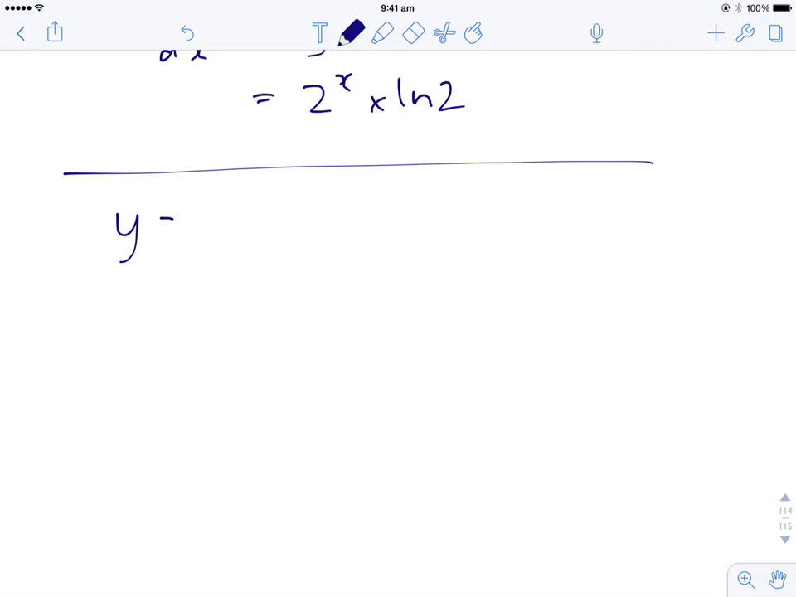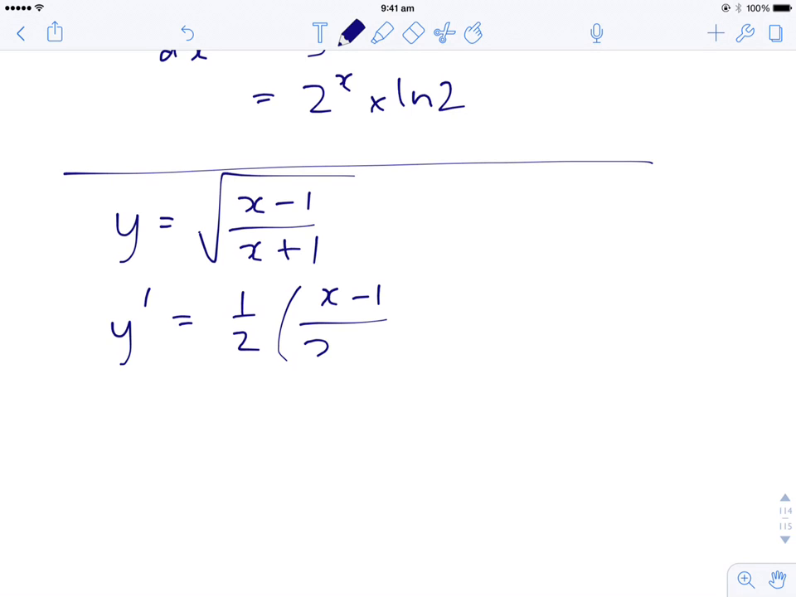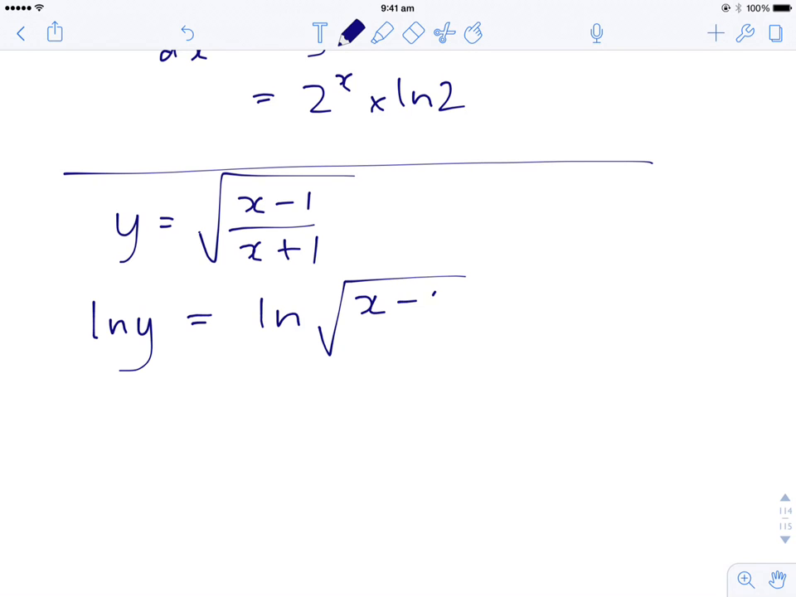If I have something like y equals, let's go with this. Okay, now you could solve that using the chain rule and the quotient rule. So I could have something like this. You know where I'm going here, and then multiplied by the derivative of this thing here. It ends up being a bit ugly. There's an easier way of doing this one by using logarithmic differentiation. So I'm going to do the same thing. ln y is equal to ln root x minus 1 over x plus 1.